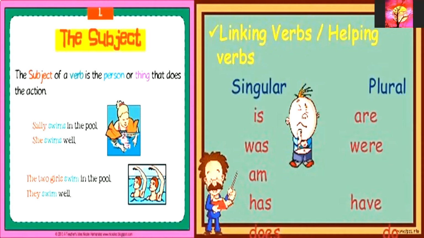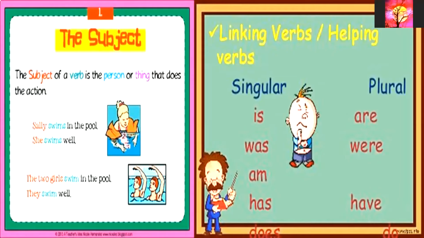Now, let us see the next example. The two girls swim in the pool. They swim well. Now, in this sentence, swim is again the verb, but the people who are performing the action are the two girls. So, the subject now becomes the two girls. In the next sentence, the pronoun they is used and so the subject becomes they.